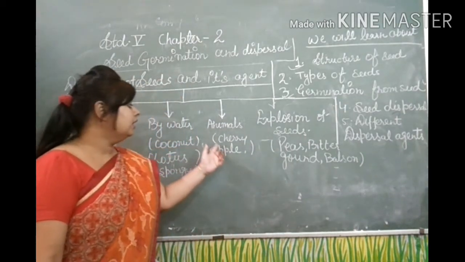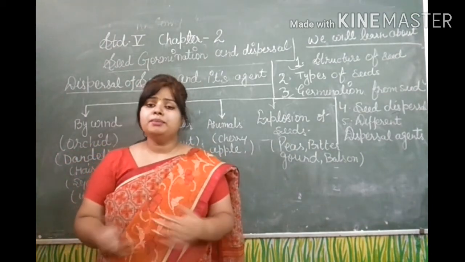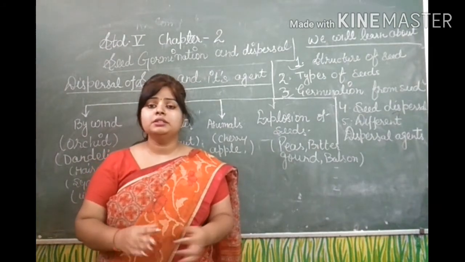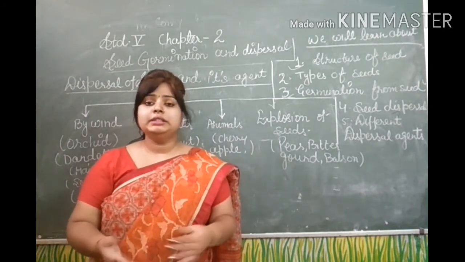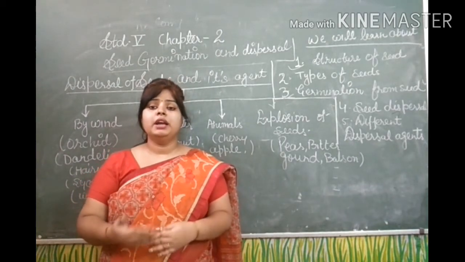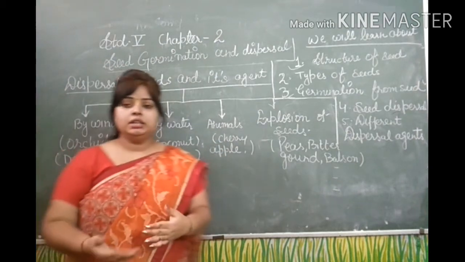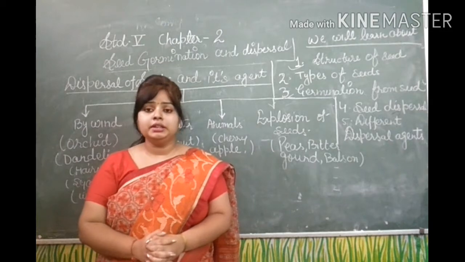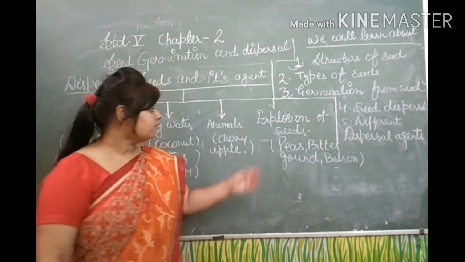The example is apple. Apple has seeds. We fall off the seeds here and there and it gives rise to new plants. The next examples are cherry and strawberry. There are different types of seeds which are eaten by animals and human beings.